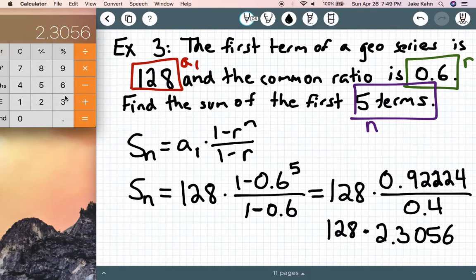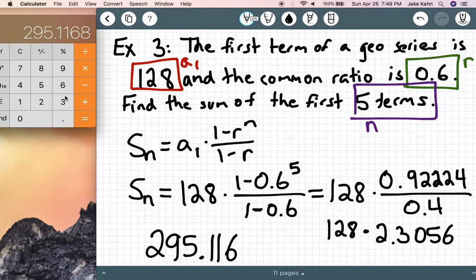So multiply by 128, that gives us our final answer of 295.1168. That is the sum of my series. Why do we get a decimal this time around? Well, we're multiplying by 0.6 in between each term in this series, which means that we are going to have some decimals in our list, right? That's why we get a decimal answer. Final sum is 295.1168.